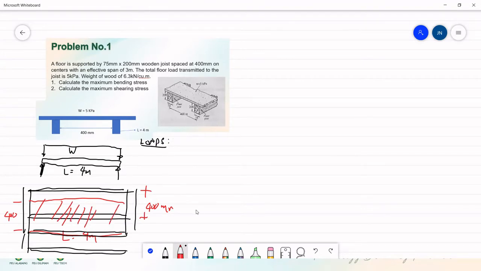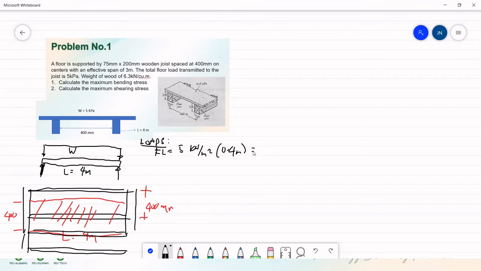So what is the load with respect to this 5 kilopascal floor load? 5 kilopascal or 5 kilonewton per square meter. To make it a uniform load, just multiply it by 400 or 0.4 of a meter. If you have a calculator, you can calculate, okay?